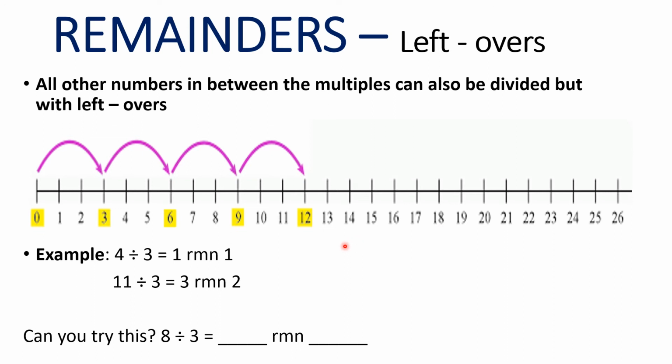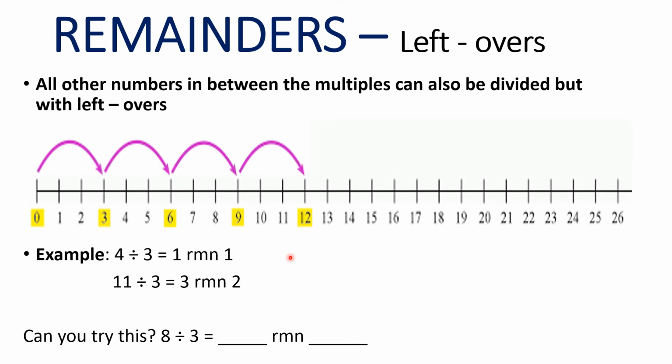So all those numbers you have in between, you can divide them by 3. Okay, it's not that you cannot divide them by 3, but they will have leftovers. Remember that we said earlier that we can divide all the multiples of 3 by 3 and without any leftover. For example, 3 divided by 3, 1.